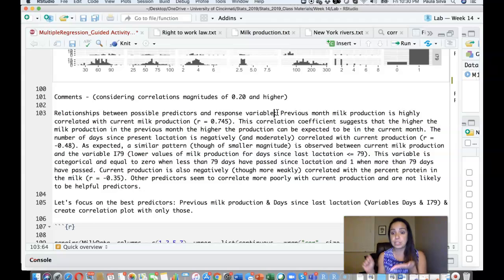So if you tell your boss, we can get a better handle on what our production will be this month. Let's say if the model works, if we just keep close track of how much milk we produced last time, and keep a record of the days since present lactation. So as soon as the cow starts to lactate, we register that date, so we always have the number of days since present lactation, so we can get an average number of days, and use that as a predictor of how much milk we can produce that month.